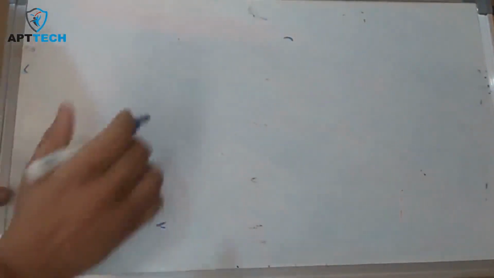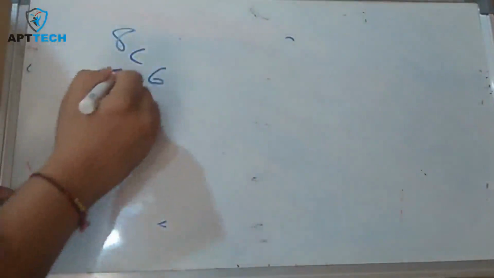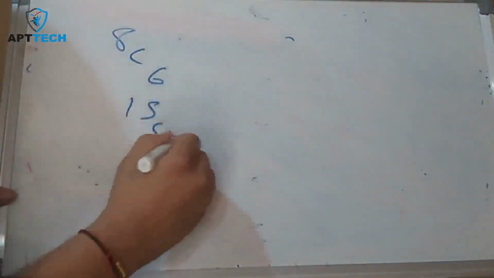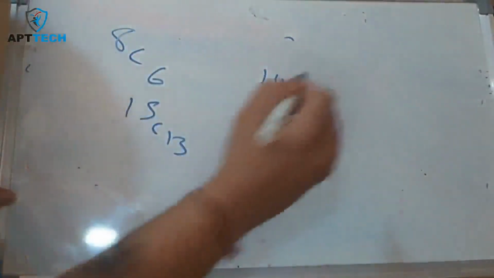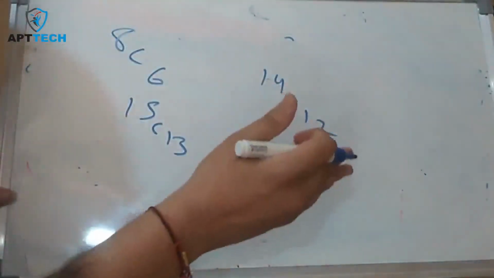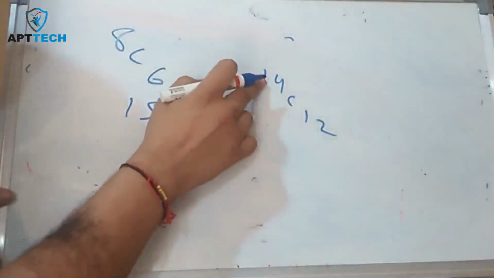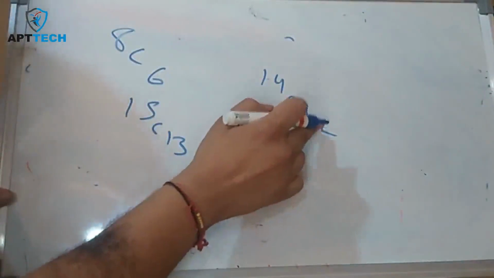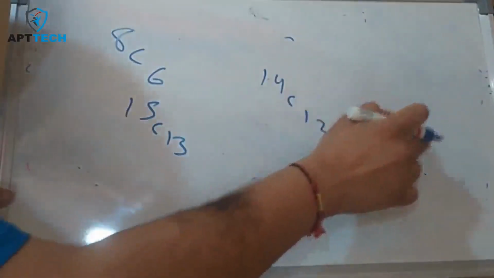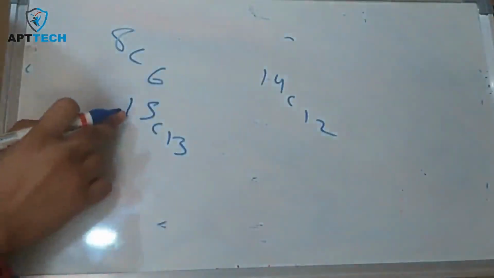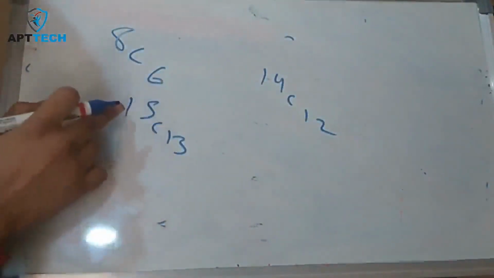But the big challenge is what? If the base is big. Now 8C6 or 15C13 or 14C12 cannot be solved by the logic which we have discussed. You cannot bring 12 digits back and write 12 into 11 into 10 into 9 and so on. You cannot have 13 as the base, meaning you would need to write 15 into 14 into 13 digits back. So this is very tough by our logic.